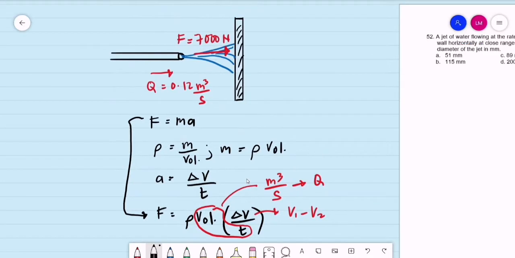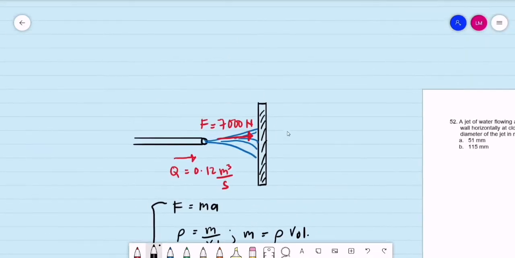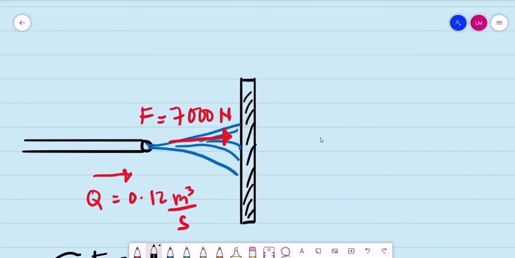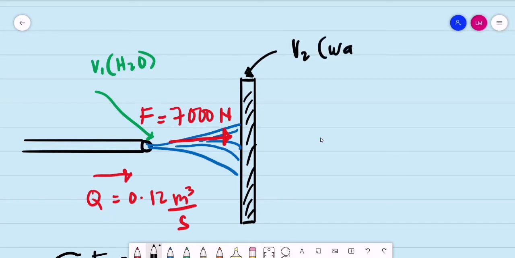Okay? So, pwede natin gawin dito. Yung V1, i-assume ko na yun yung velocity ng tubig. That is the H sub 2O. Sabihin natin, velocity of water. Tapos yung V2 naman, the V sub 2, ito naman yung sa wall. Di ba, kung wall, hindi yan gumagalaw. So, basically, our V sub 2 dito will be 0. So, ang gumagalaw lang dito is yung tubig.